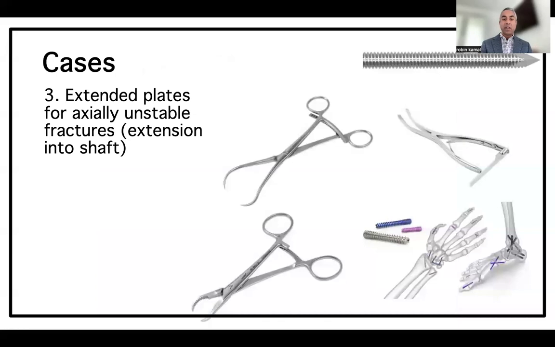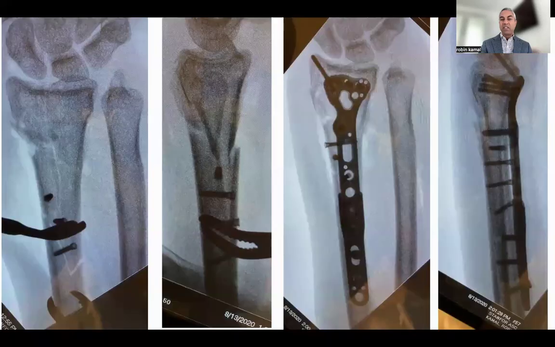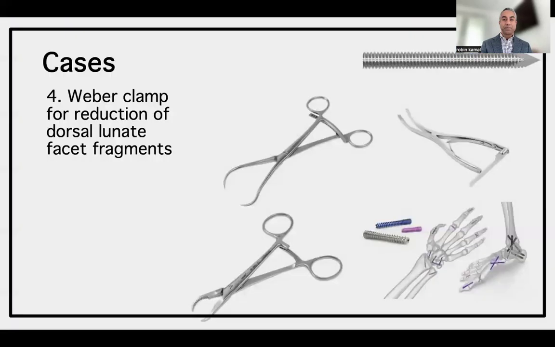You can use extended plates for axially unstable fractures. So again, here's that intra-articular axially unstable pattern. You can either choose to reduce your articular surface first and then build up the diaphysis and the pedestal, or the other way. This is a young person with good bone, so I chose to place lag screws for the diaphysis and build up the pedestal and then reduce the articular surface and place this long volar plate construct.